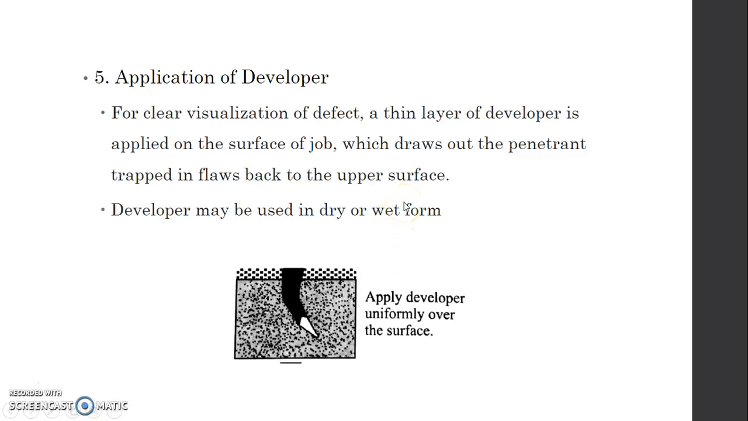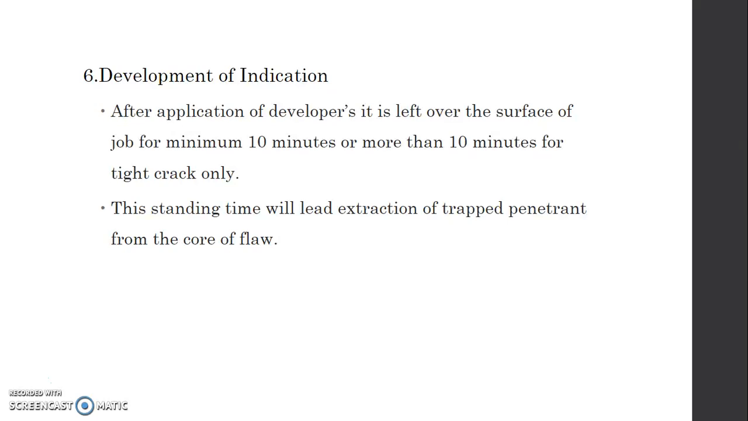So dry powder is available, water soluble is available, water suspendable is available, non-aqueous type 1, that's a fluorescent, and non-aqueous type 2, that's a visible dye, and special applications. There are a lot of developers available. You can use them according to the component and applications.